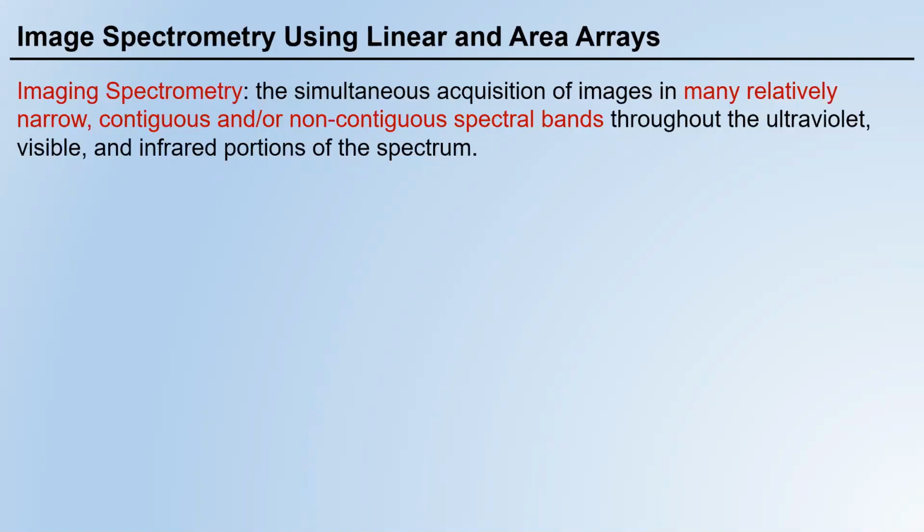So usually we use another term for image spectrometry. It's called hyperspectral remote sensing. We call it hyperspectral because it is twofold. Firstly, many bands. And secondly, each band is pretty narrow.